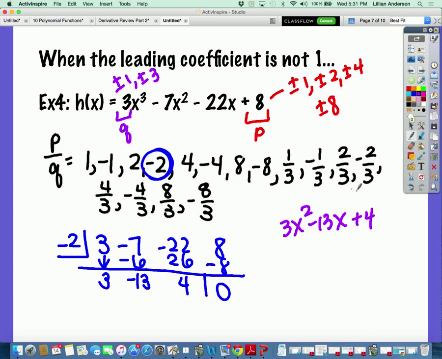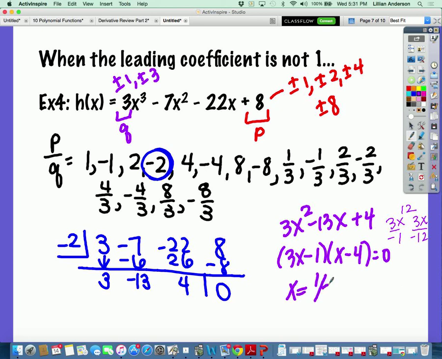Okay? So I'm going to do the California method. I get 12. Two numbers that multiply to give you 12, that add together to give you a negative 13, are negative 12 and negative 1. A 3x goes on top. And then I'll come to find out that 3x minus 1 and x minus 4 are the factors here. Set that equal to 0 and solve to find out that x equals 1/3 and x equals 4.